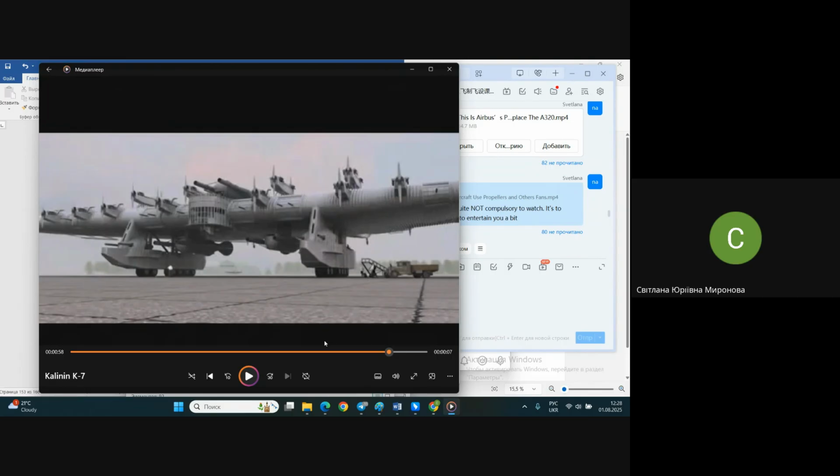What I would like to start with. You see on the screen right now the beginning of the video that I already sent you a week ago. It's called Kalinin K7, maybe K7 in English. I just call it as I'm used to in our language. Kalinin is the name of the designer, and K7 is the number of the airplane by order. It was already the 7th successful project. Konstantin Kalinin developed it in our country.